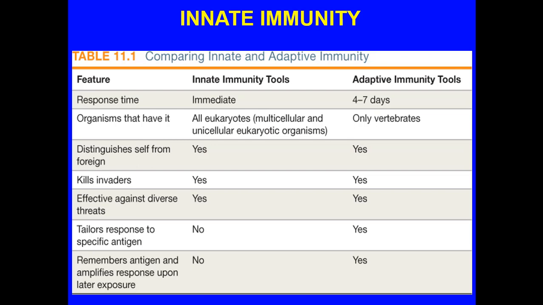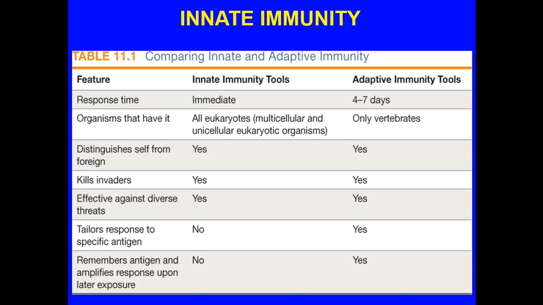Both innate and adaptive distinguish self from foreign antigens, and therefore, basically, you're not supposed to have autoimmune reactions. They will kill invaders. They both are effective against diverse threats. Do they both tailor their response to specific antigens? No. That's where the innate immunity tools fail. Adaptive do tailor the response, meaning, in other words, modulate it. Okay, battle's over, end this.